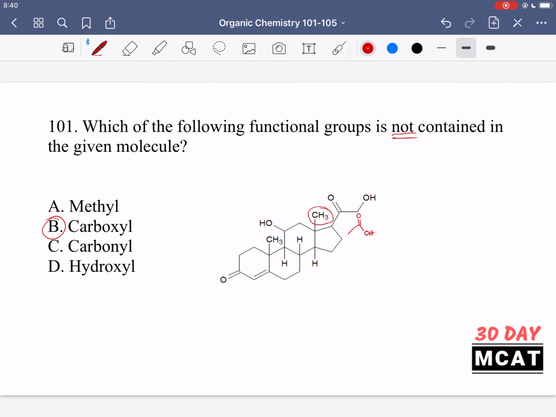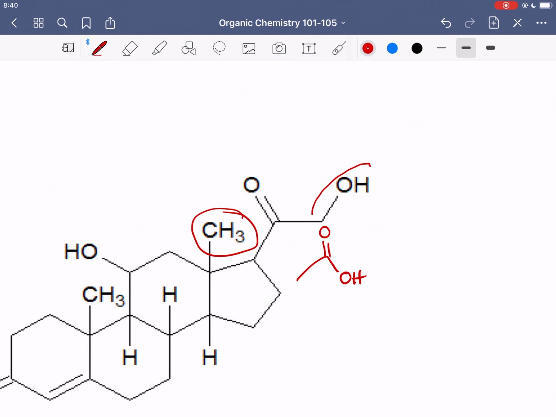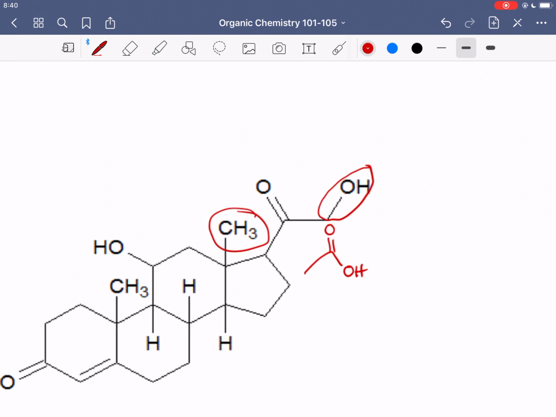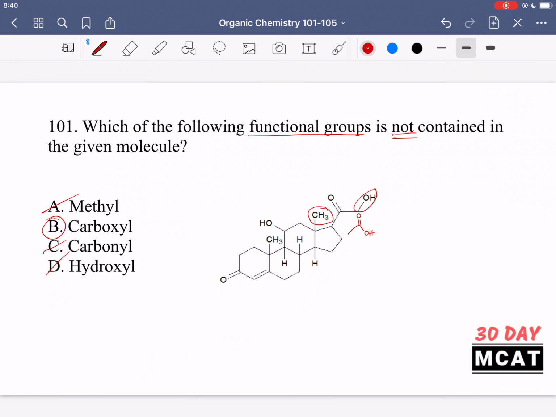So we were asked functional groups that are not contained. The carboxyl group is not contained. The methyl group is. The carbonyl, this is just a double bonded oxygen, and then we can see 2 of these. So carbonyl is present. So a carboxyl is a type of carbonyl, and a ketone is also a type of carbonyl, and we can see 2 ketones. So carbonyls are present, and option D is saying a hydroxyl group. That is also present. That's when we have this single bonded OH group, single bonded oxygen to a carbon. That's a hydroxyl group or an alcohol group, and that is also present in this molecule. So our correct answer is B.